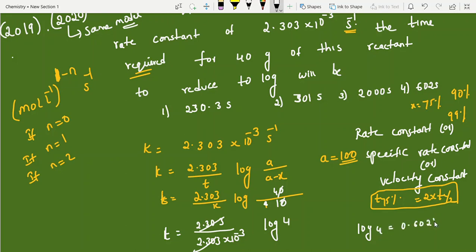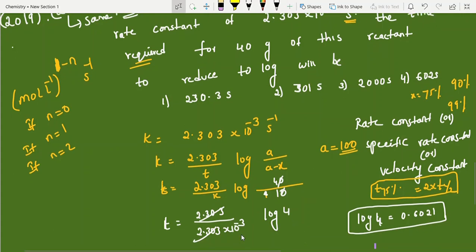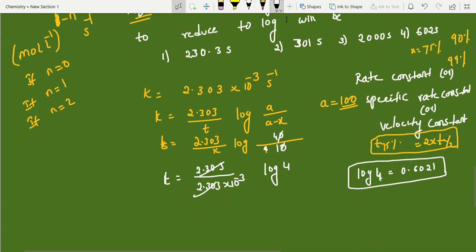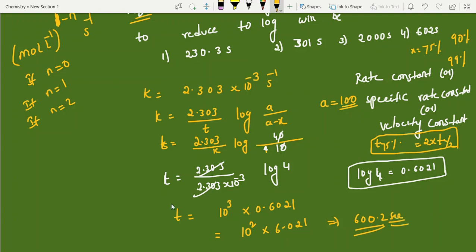How to remember log values also? Within a minute I will tell you the shortcuts. Okay, one second, let me complete this one. So t equal to 10 to the power of 3 into log 4, 0.6021. So nearly you will get the answer, 6.021, then nearly 600. 600 seconds. Okay, time in seconds.